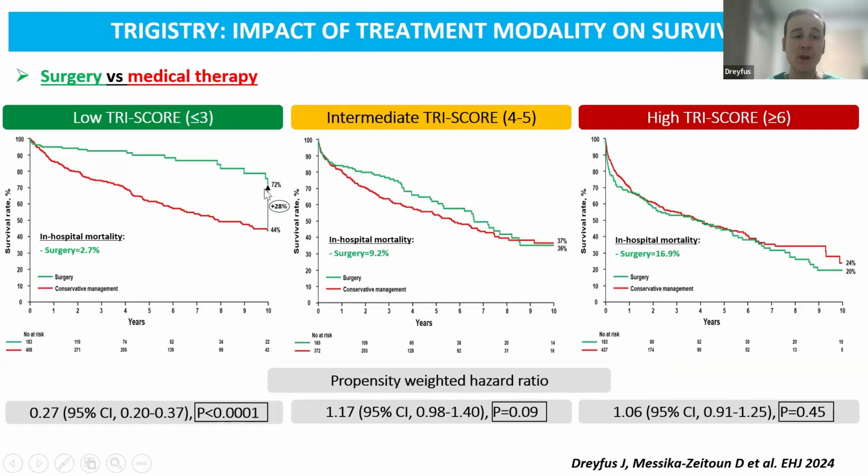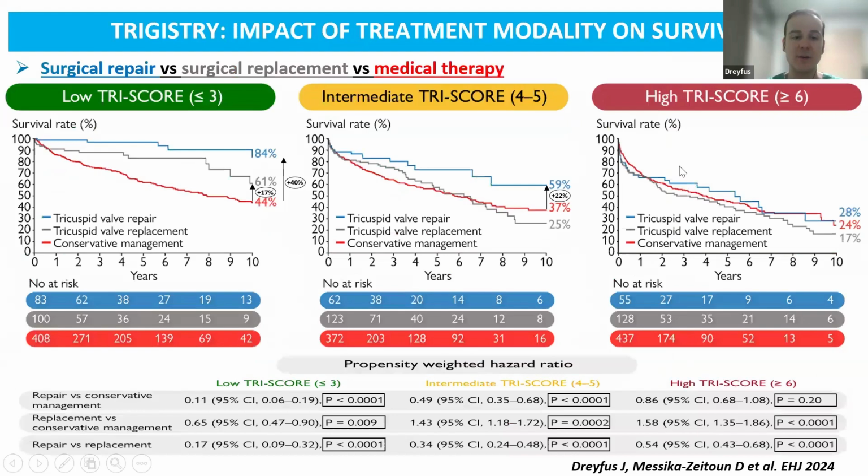see that survival benefit after surgery compared to medical therapy was observed in the low TriScore category, but not in the intermediate or the high TriScore category. And if we now divide the surgical group between surgical repair and surgical replacement, there was still surgical benefit of intervention in low TriScore, no benefit of surgery in the high TriScore category, and benefit in the intermediate TriScore only in patients who had surgical repair, but not in patients with surgical replacement.